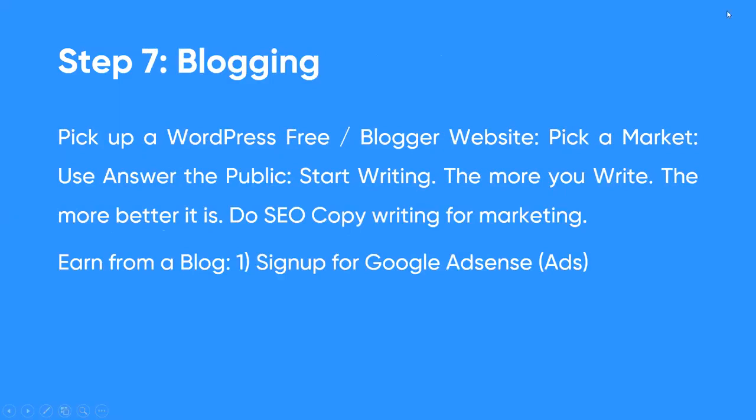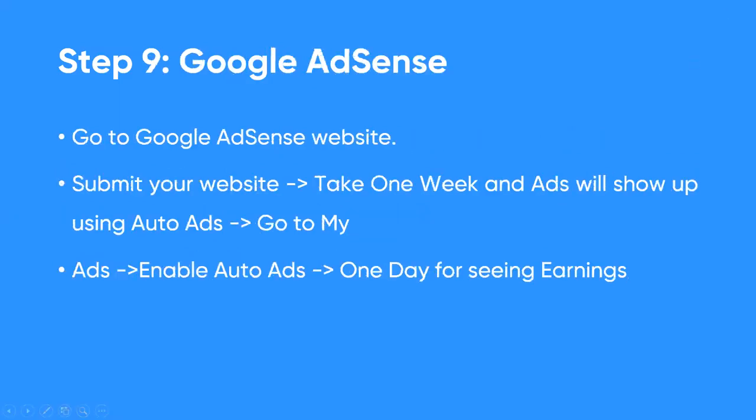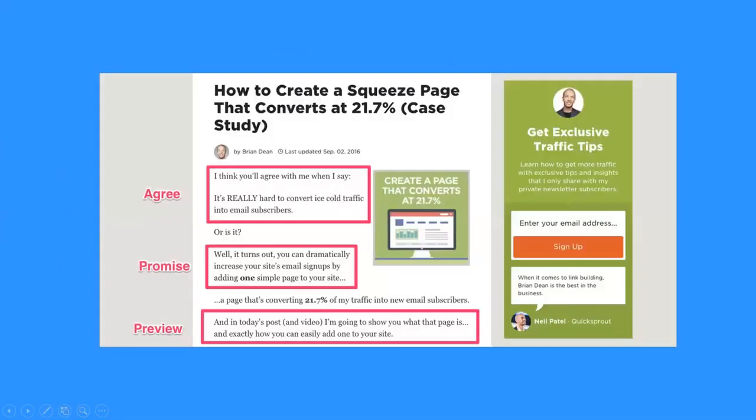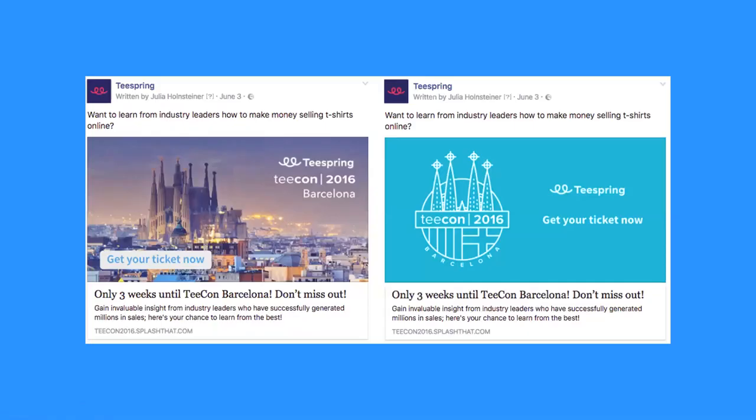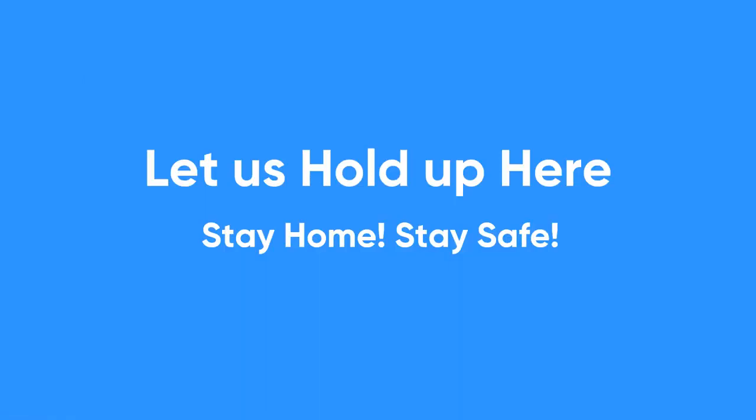And step number 7, I have discussed blogging, and signing up for Google AdSense, which we have discussed. So I am towards the end now. Because we have seen blogging as well as Fiverr, we have seen all these things, so let me hold up here.